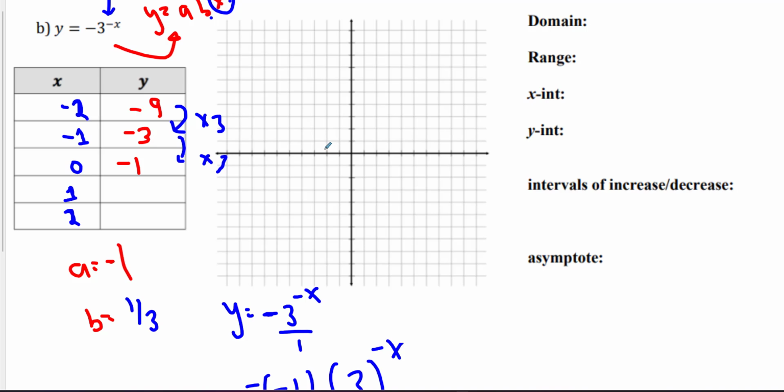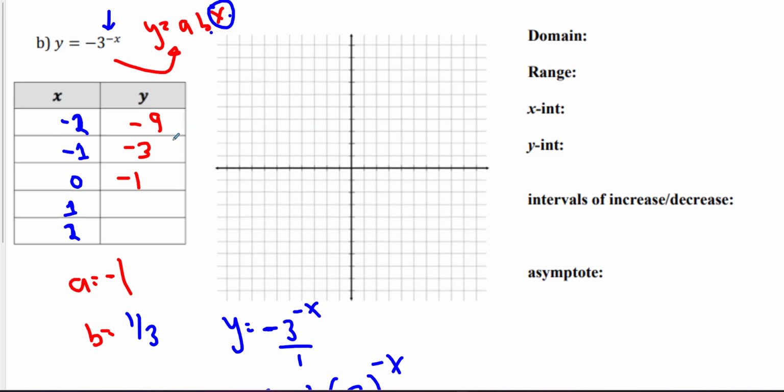Remember, my growth factor is the amount that it's growing by, right? And we just did a few values, so you should have been thinking, oh wait, hold on. My values are going down. They're not going up by 3s. Like, they're not going 9, 27, 81. No, that's not true. It's going 9, 3, 1. It's actually going down by 3. So my b value could not have been 3.